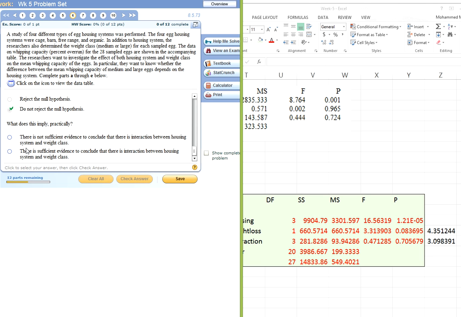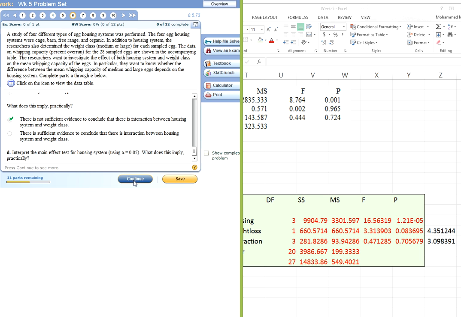So what is the practical implication of it? There is not sufficient evidence to conclude that there is an interaction between the housing system and the weight class. Well, there is no interaction, so you fail to reject the null. So this is your conclusion. Now you're going to do the same thing for the main effects and the other effect. You're going to follow the same procedure that I have shown.